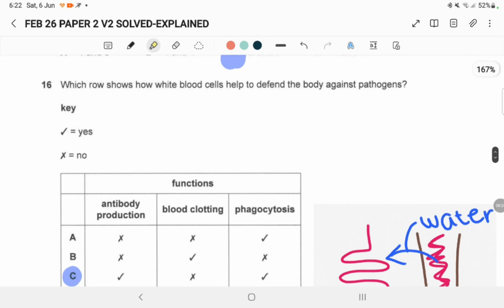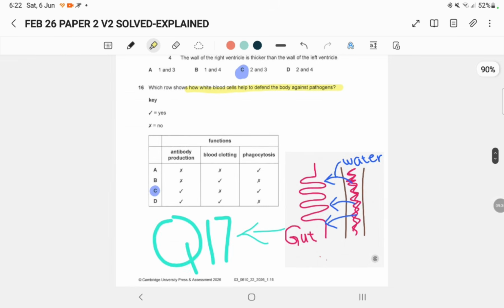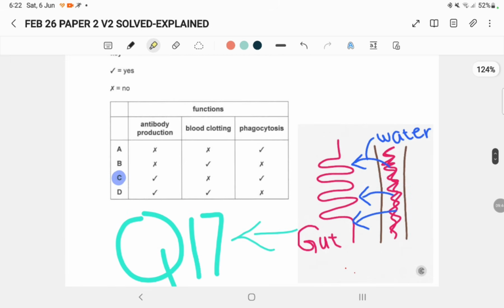Now, question number 16. Which row shows how white blood cells help to defend the body against pathogens? Well, antibody production, of course. Blood clotting, no. Phagocytosis, of course. Actually, blood clotting can be a correct option in only one case.